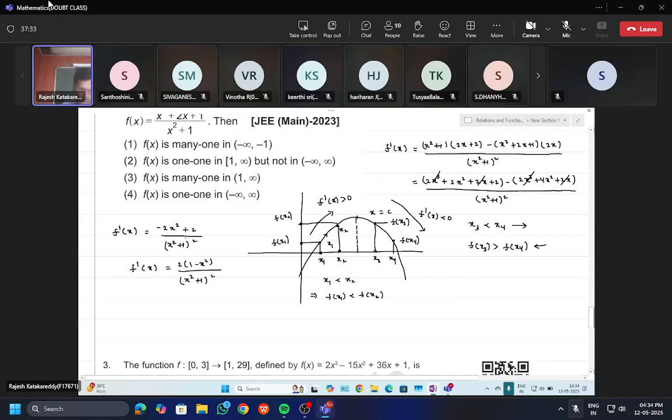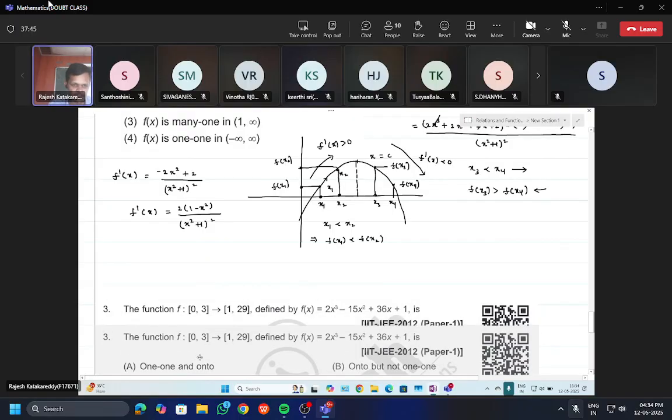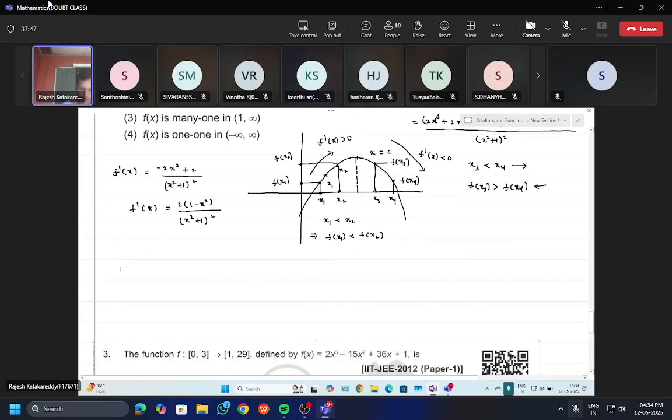Next, after finding the first derivative, we should equate the first derivative to 0. Can you guys tell me what are the roots for f dash of x equals 0? If f dash of x is equal to 0, what will we get, the value of x? 2 times 1 minus x square divided by x square plus 1 whole square is equal to 0. That means x is equal to plus minus 1, right?